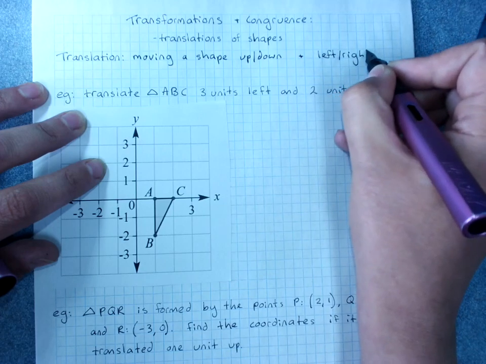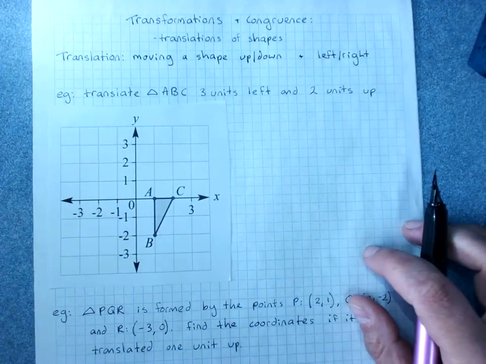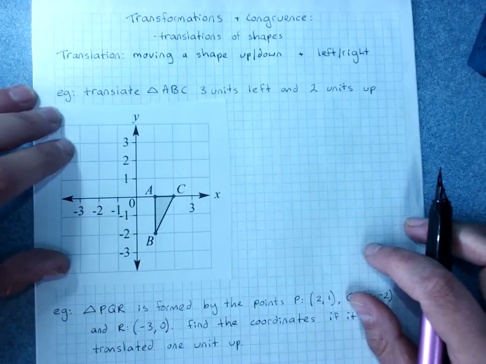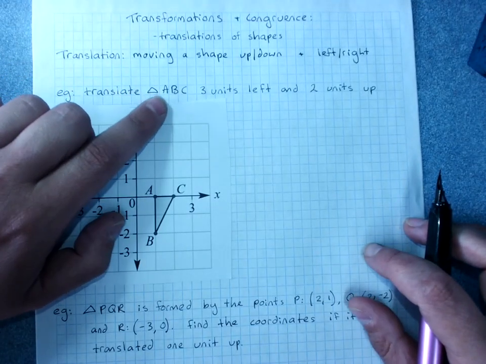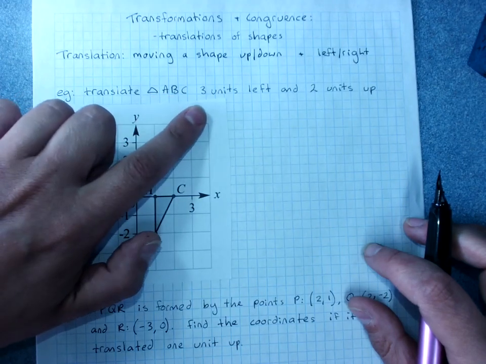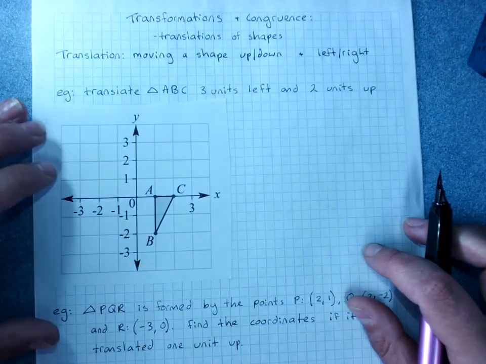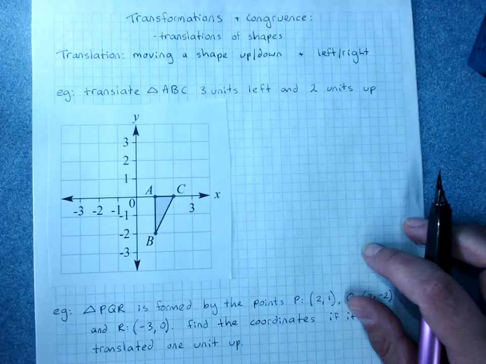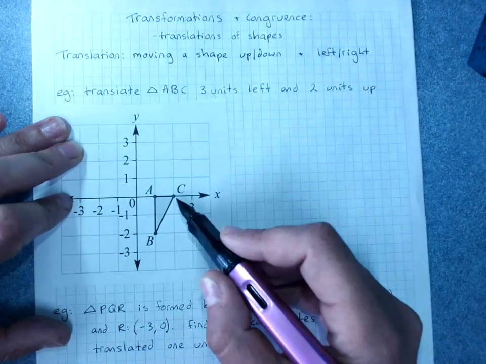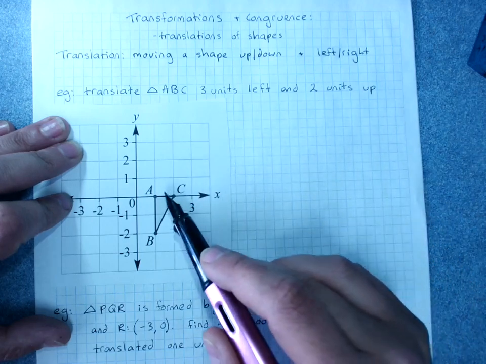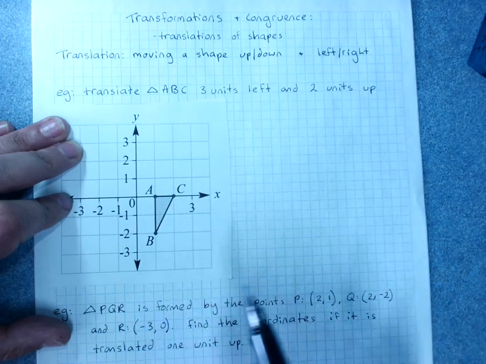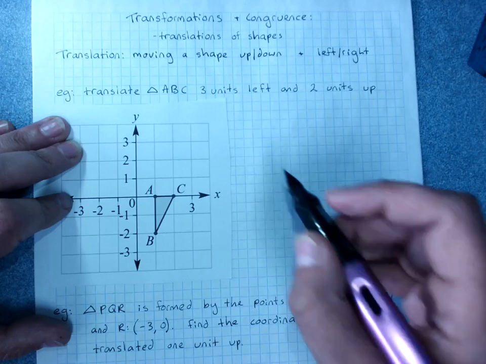And it can be any combination. So for example, translate triangle, remember the little triangle sign means triangle, ABC, 3 units left and 2 units up. And here's triangle ABC. And the way we do it is we move each point, A, B and C, separately, and that will make our new triangle.